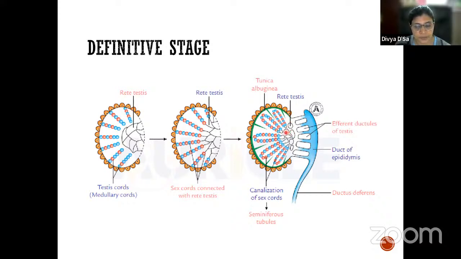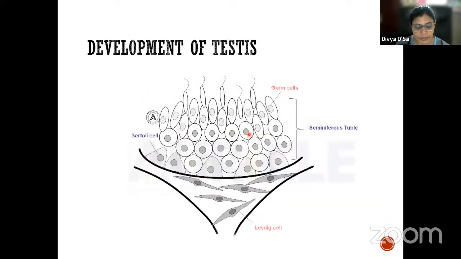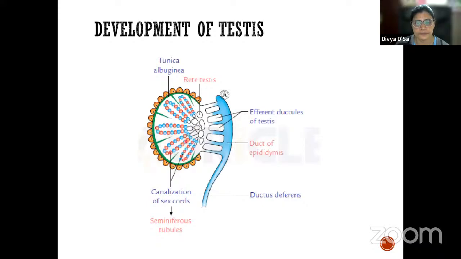Now these primordial germ cells form the spermatogonia, whereas the sex cord cells, which were derived from the coelomic epithelium, form the Sertoli cells, the sustentacular cells of Sertoli. So that is how it differentiates. The primordial germ cells form the spermatogonia, whereas those derived from the coelomic epithelium form the Sertoli cells.